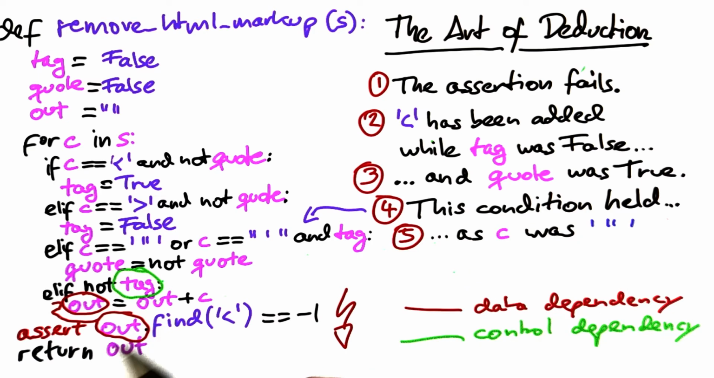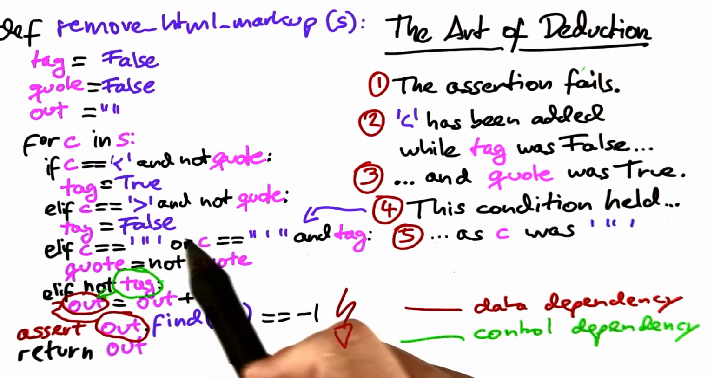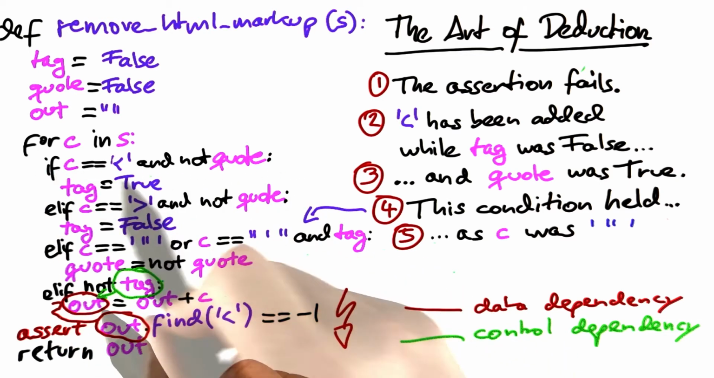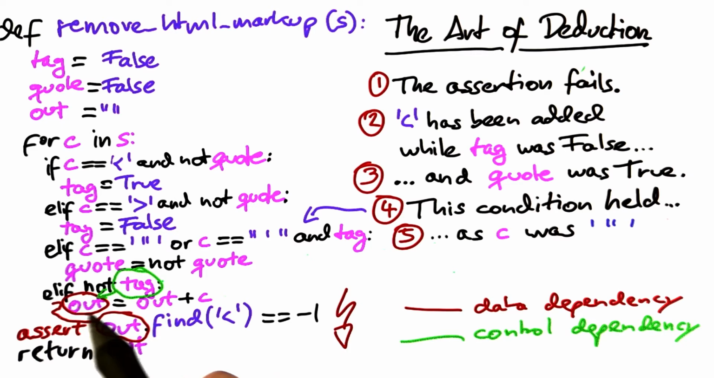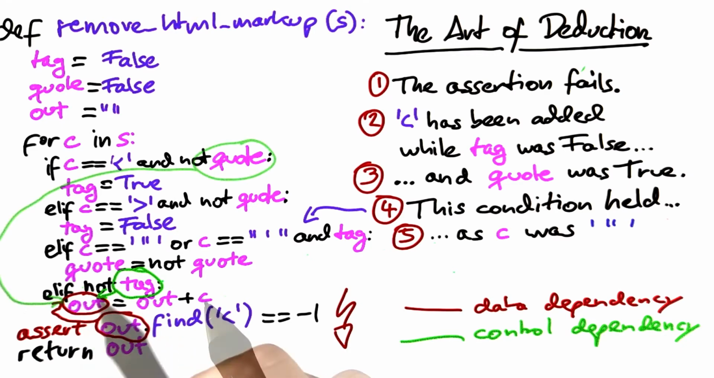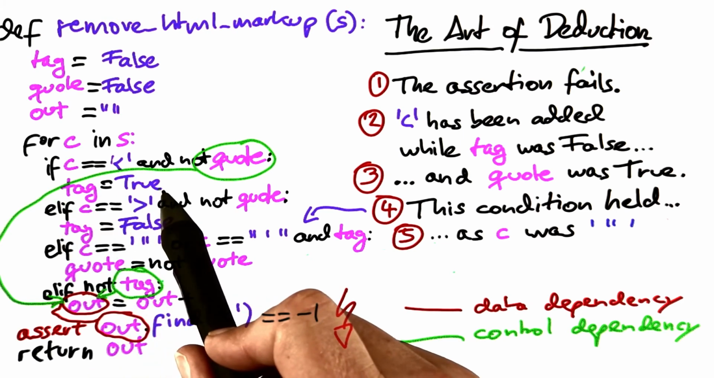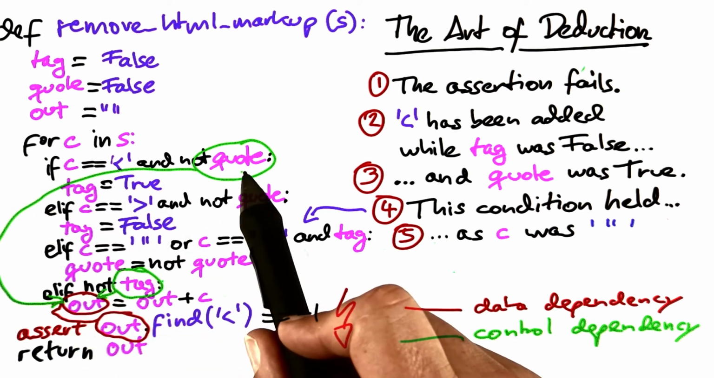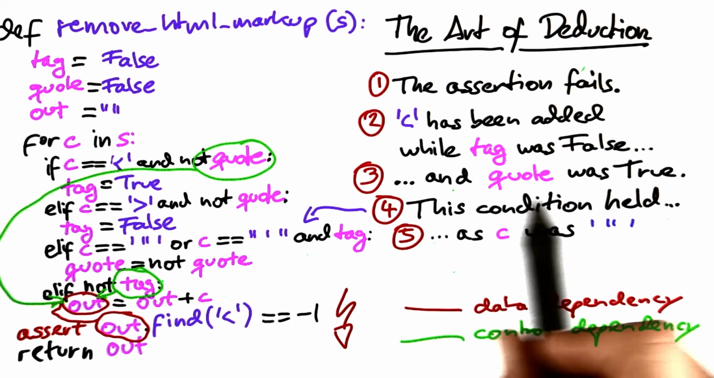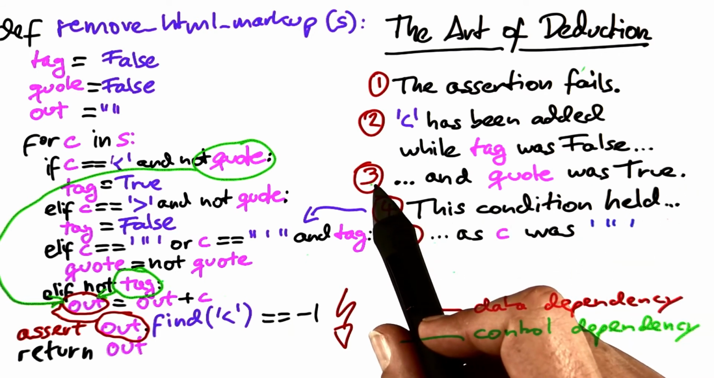This is step 2 in our deduction process. And we also know that C in here was a less than character, and since this up here controls whether the addition to out was executed or not, we also get a control dependency up here. This statement was not executed, and this condition controlled it. Therefore, we can deduce that quote was true. This is step 3 in here.